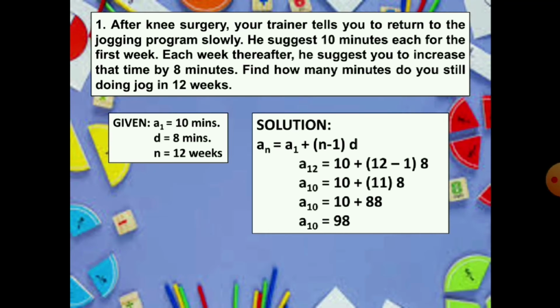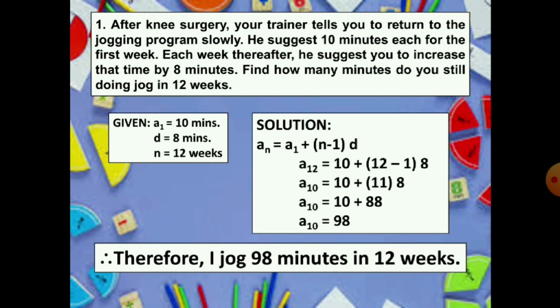By substituting all the values, a sub 12 is equal to 10 plus the difference of 12 minus 1 times 8. Then, by following the PEMDAS rule, 12 minus 1 is equal to 11, 11 times 8 is equal to 88, and 10 plus 88 is equal to 98. Therefore, I jogged 98 minutes in 12 weeks.